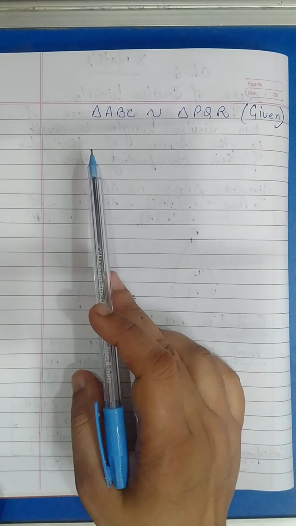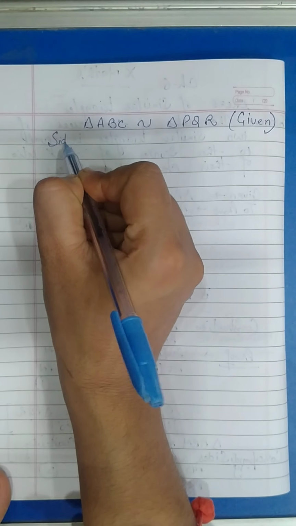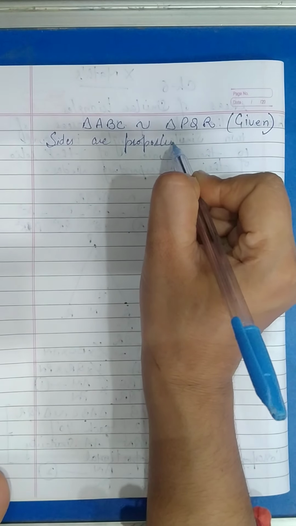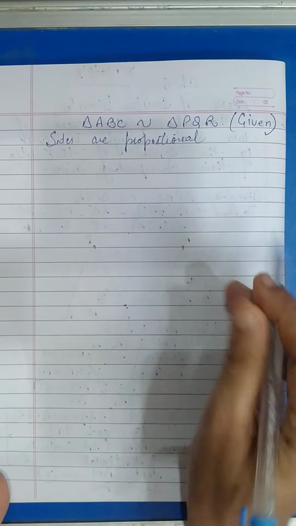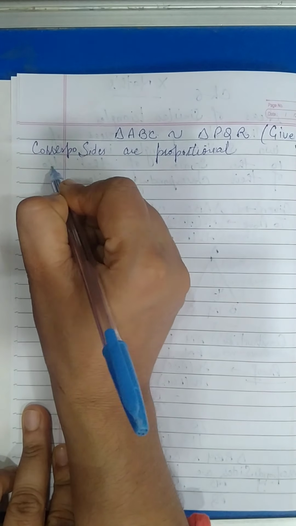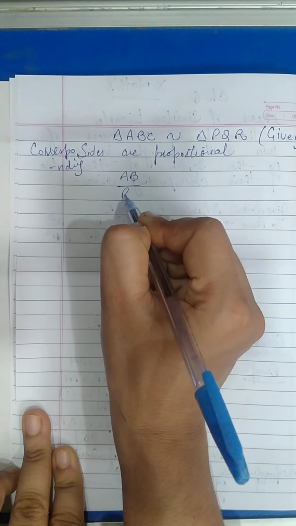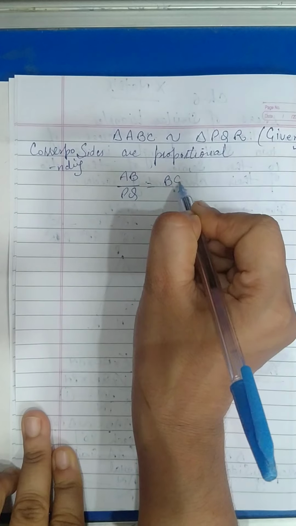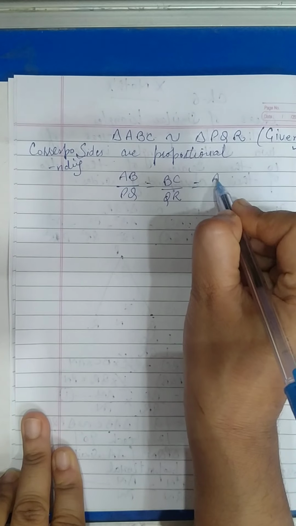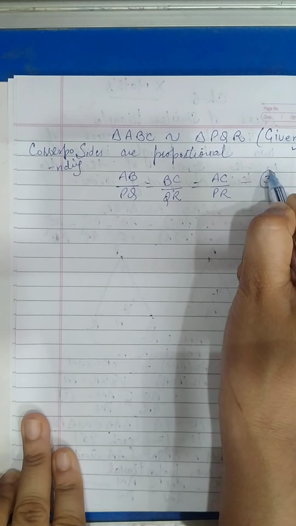In the starting, we have ABC and PQR, both similar. It means corresponding sides are in proportion: AB upon PQ is equal to BC upon QR is equal to AC upon PR. Take it as equation number 3.